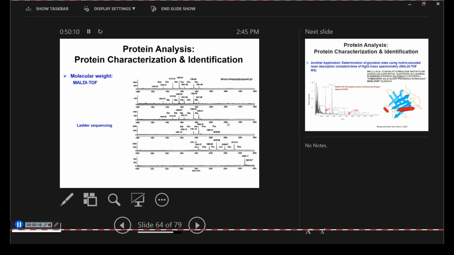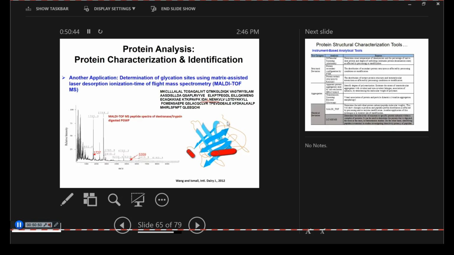An exoprotease will break one amino acid at a time. So you can run it at the beginning of the cycle, and after one cycle, for example, you get another peptide that is less by one alanine group. And then you run another cycle and you get a peptide that is less in molecular weight by one glutamic acid group, and so on. And then you can ID your peptide by ladder sequencing.